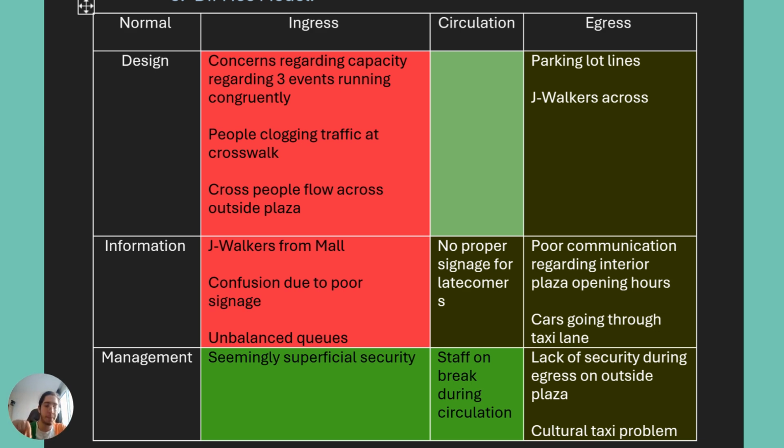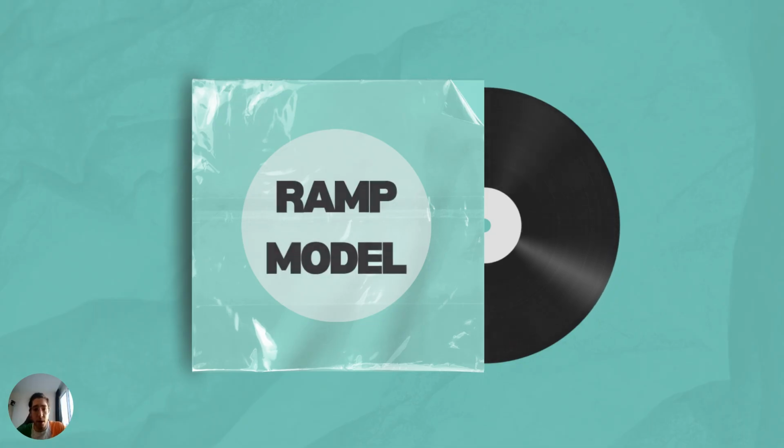Conclusively, the DMS model is used to identify the severity of issues in different stages across an event: flaws in design, information, and management across ingress, circulation, and egress. Identify where they are and how severe they are, to be able to remediate them in a later stage with some recommendations. Moving on to the RAMP model.